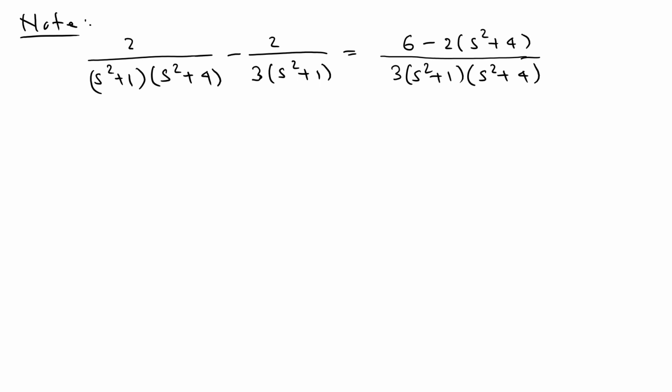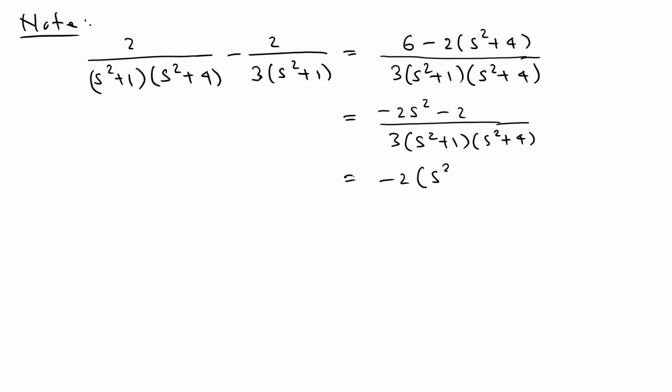So let's simplify the top. You take the common denominator, and then you simplify the top. Then you're going to get negative 2s squared, negative 2, over 3 times s squared plus 1 times s squared plus 4, and you can see that the numerator is simply negative 2 times s squared plus 1.